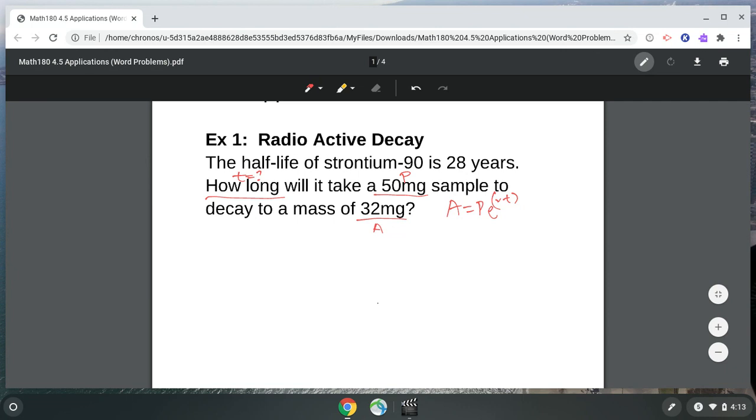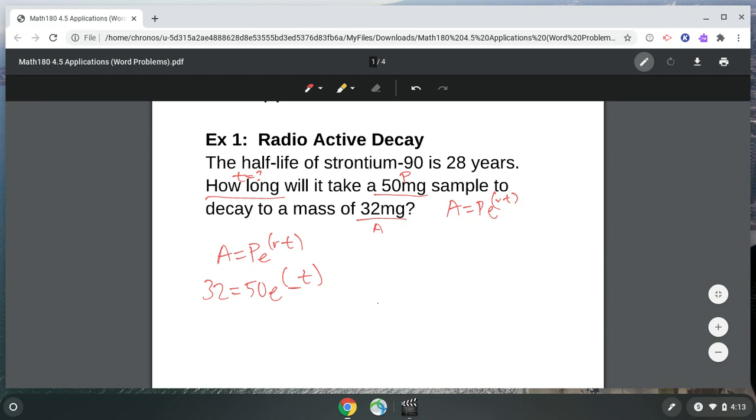So if I use my formula, A equals P e to the rt, and I fill this in, A is 32, P is 50, e is not a variable, it's Euler's number. R, we don't have r, and it's asking us to find t. So t is going to be unknown, and that's going to be the one we look for. Okay, so we're missing r.